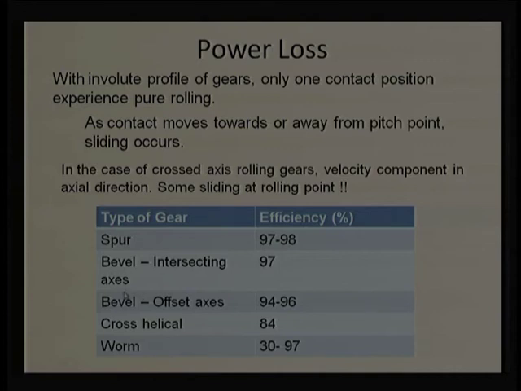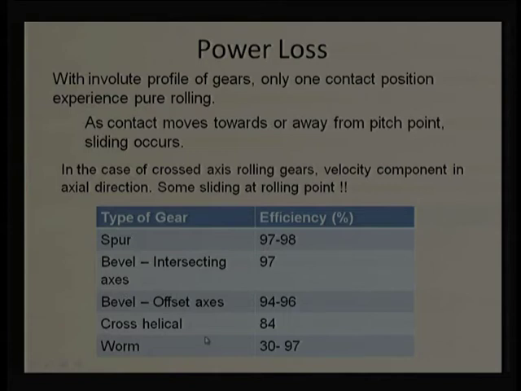However, if we offset the gear axis, so that there is some gap, the efficiency is slightly lower, 94 to 96%. If the offset is very minute, then the efficiency will be high. If the offset is on the greater side, then the efficiency will be 94%. Now, these are all the parallel axis related options.